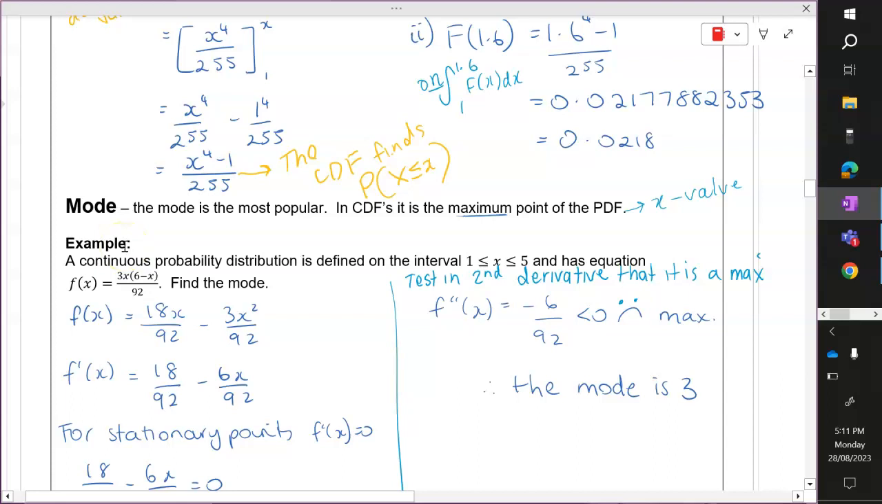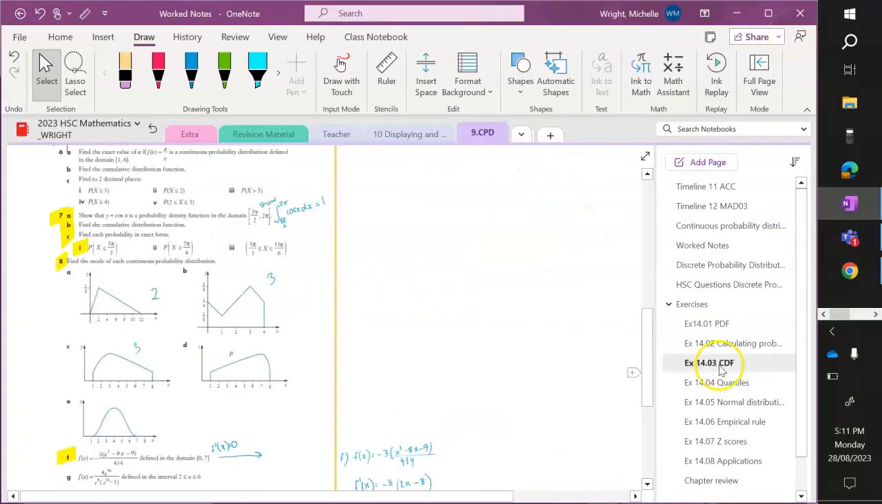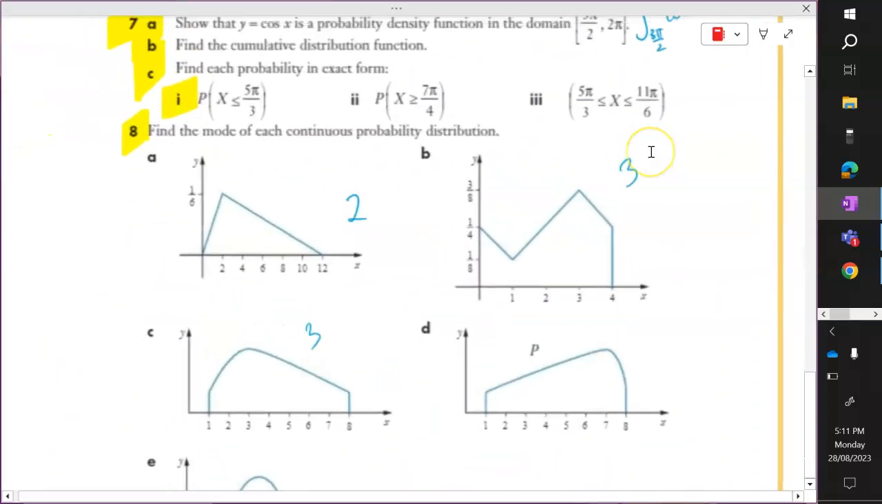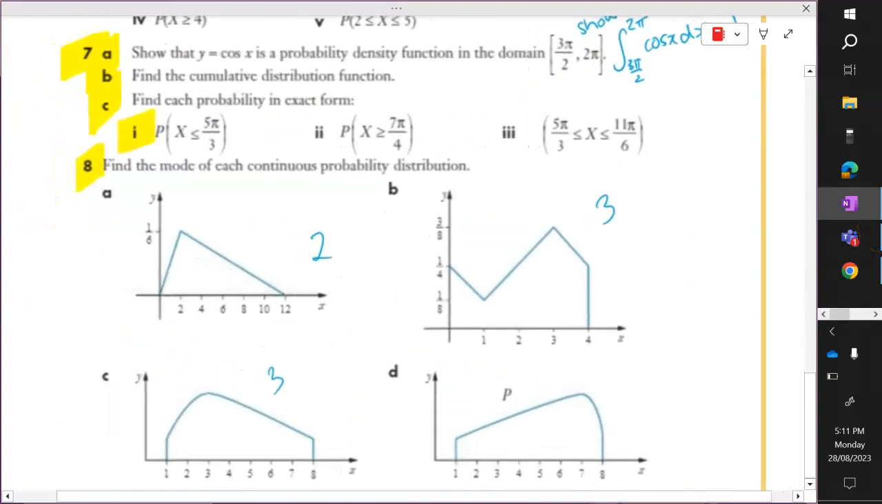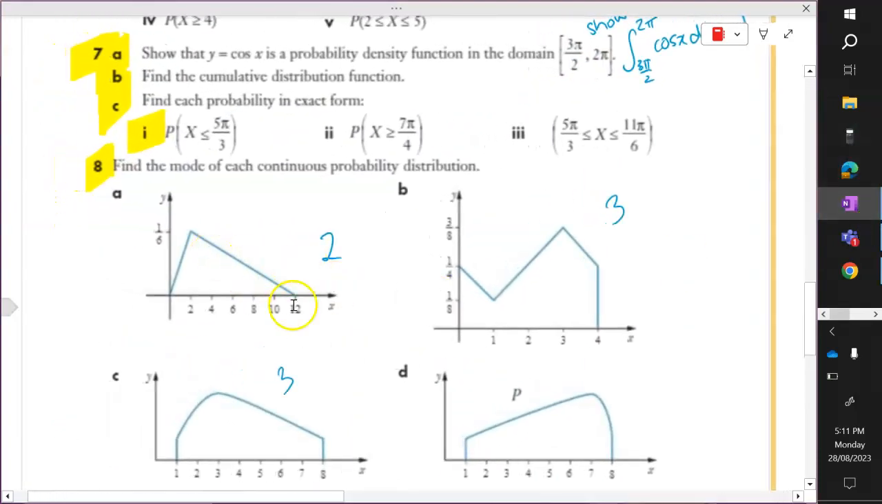Now, I might just quickly jump over and show you some of those in here. So if you've got graphs like this one in our exercise, what you'll find in any of these functions is that the mode is going to be the highest point. Here's our highest point. The number that matches that highest point is 2. So our 2 would be the mode, and that would be the same for any of them.